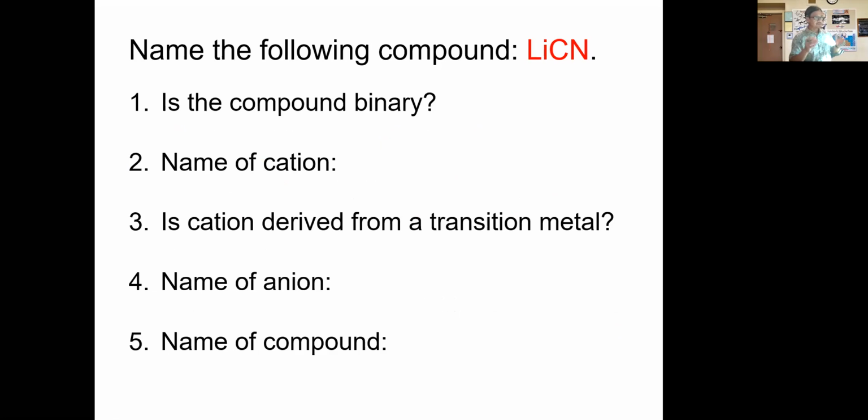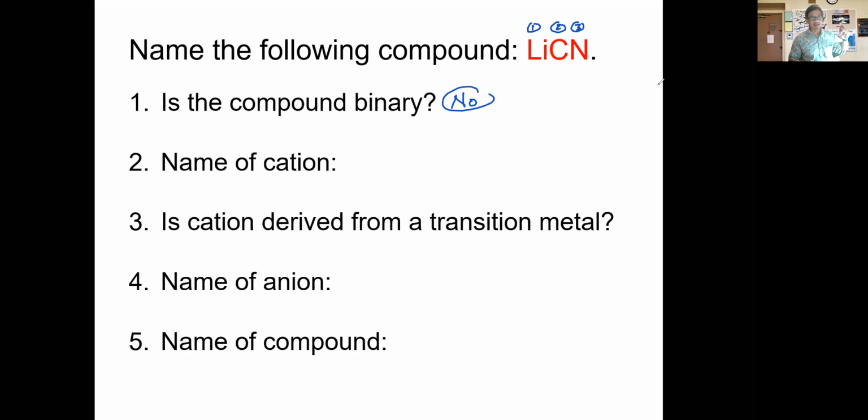First thing you want to do: if you notice, these questions are almost identical to the ones that we used to name the binary compounds, but we're going to use them to help us with the non-binary compounds as well. So first question, is this compound binary? Well, let's count the elements. You have lithium, that's 1, carbon, that's 2, and nitrogen, that's 3. So this is not a binary compound. Now with that said, look at the rest of it. We want to approach it exactly the same way.